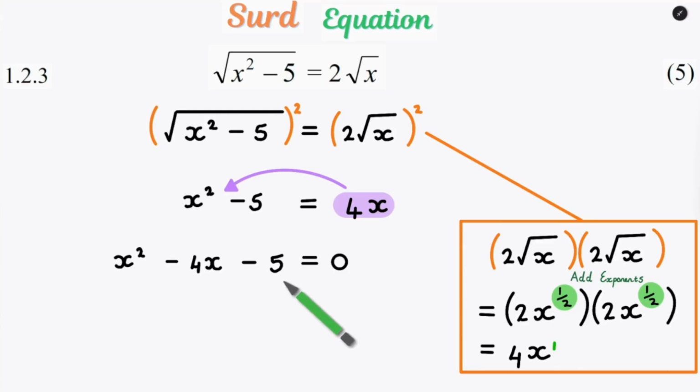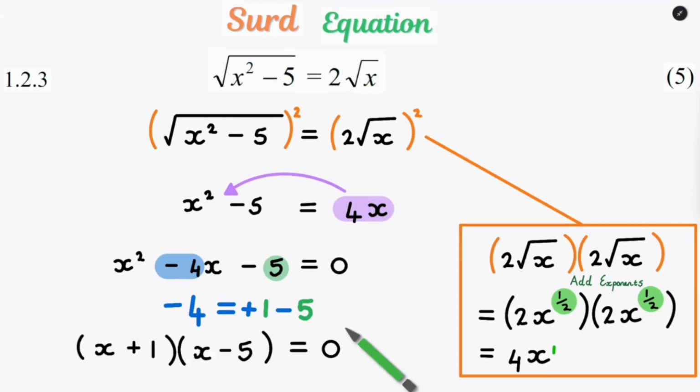Now we start the process of factorization. To kickstart that process, 5 is a beautiful little thing. It's a prime number, so it's only got 2 factors, 1 and 5. I need to add or subtract those to get negative 4, and to get minus 4, I'm going to have to say plus 1 minus 5. We can formulate our 2 brackets now. Our first bracket will be x plus 1, and our second bracket will be x minus 5.